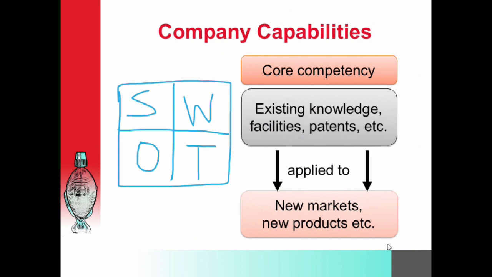If a firm is able to analyze those, their strengths, weaknesses, opportunities, and threats, they'll have a better idea of what their capabilities are. So strengths and weaknesses are internal, and opportunities and threats are external.